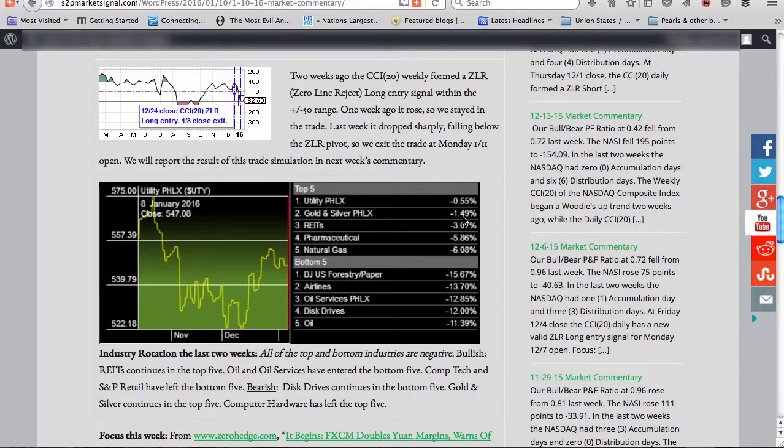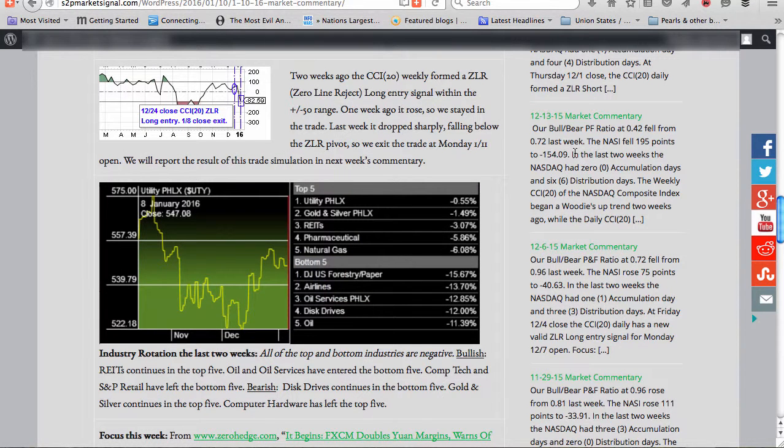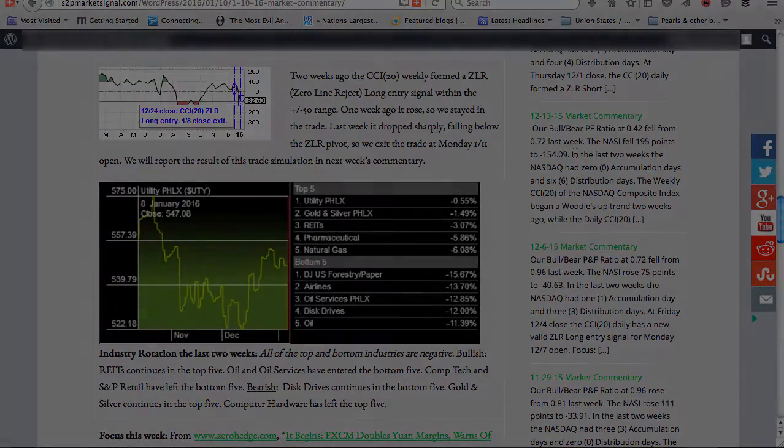Industry rotation the last 2 weeks. All of the top and bottom industries are negative. Bullish, REITs continues in the top five. Oil and oil services have entered the bottom five. Comptech and S&P Retail have left the bottom five. Bearish, disk drives continues in the bottom five. Gold and silver continues in the top five. Computer hardware has left the top five.